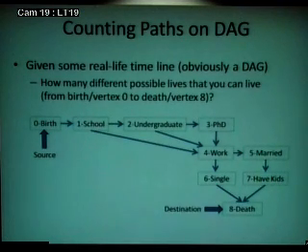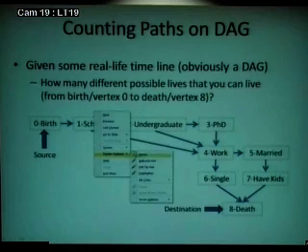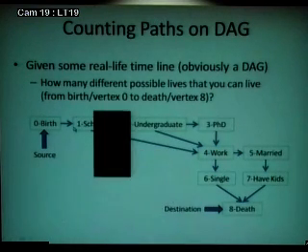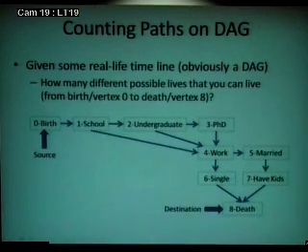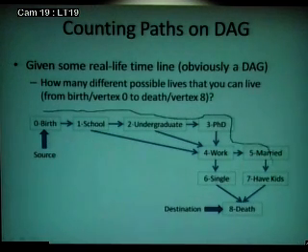Okay, so how many different paths, or how many different possible lives, can you live if you have this kind of DAG? You can have 0, 1, 2, 3, 4, 5, 7, 8. So let me draw some arrows here, some lines here. So I can go like this, right? Go down, go right. This is one path, one way from vertex 0 to vertex 8.